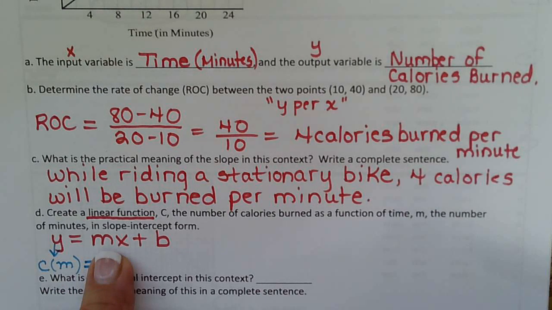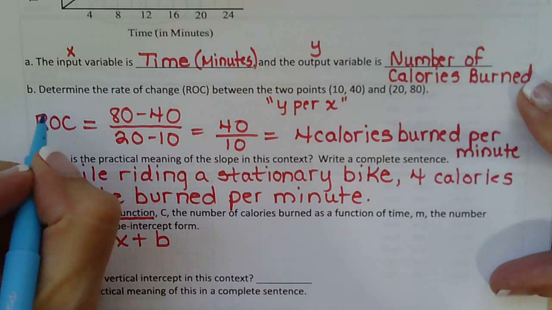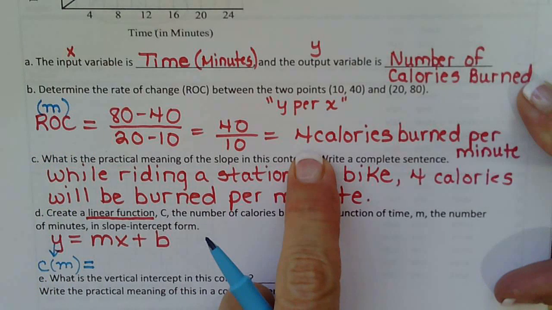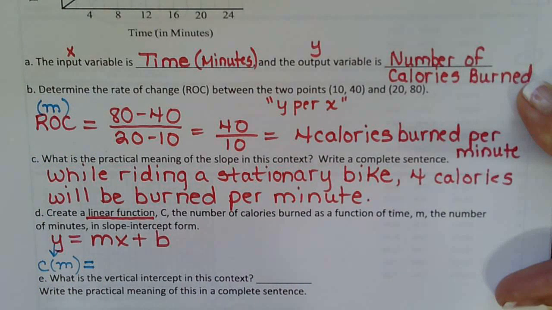Slope. What is the slope? Oh, there it is. Remember, rate of change is slope. And it's positive, so positive 4. What are we using in place of X? Look in your parentheses, M. Don't get that mixed up with slope. M doesn't mean slope in this problem.